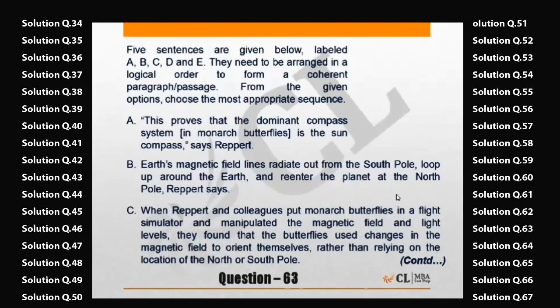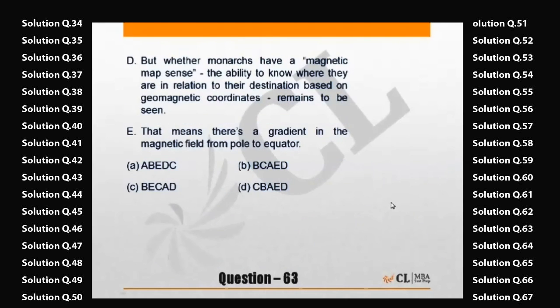BE should precede CAD, or BE should come before CAD, because BE talks about the general concept of the magnetic field around the earth. So obviously the general concept would come first, and then you would follow with CAD, which talks about a specific experiment based around this concept. So that is why the correct option here is option C. A close option here could have been option B, which is BCAED, but as I have already explained why BE should precede CAD, I hope you have got the answer then.